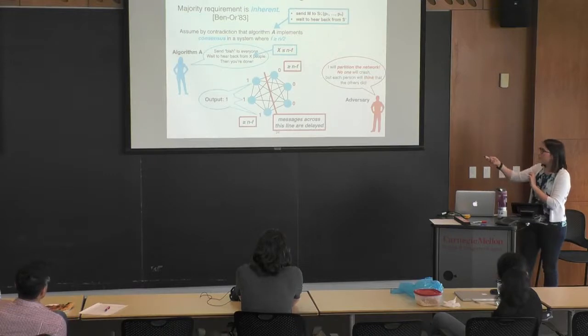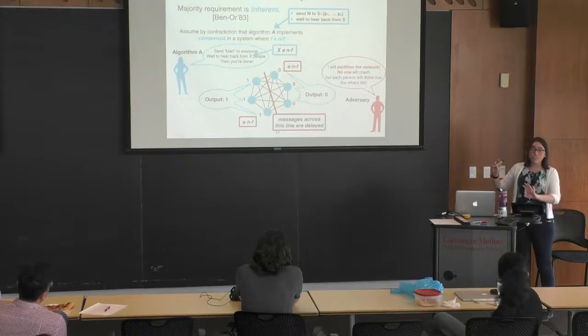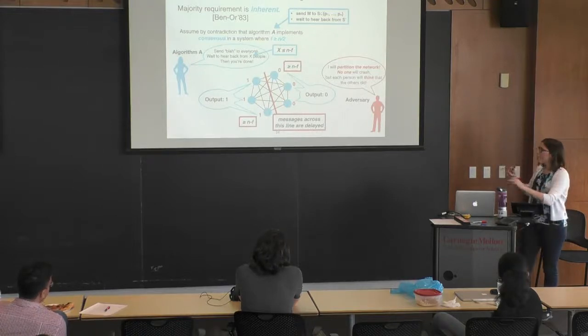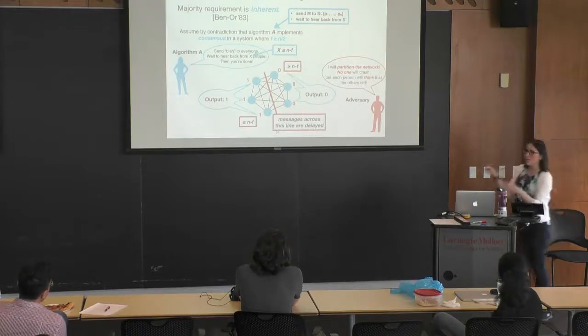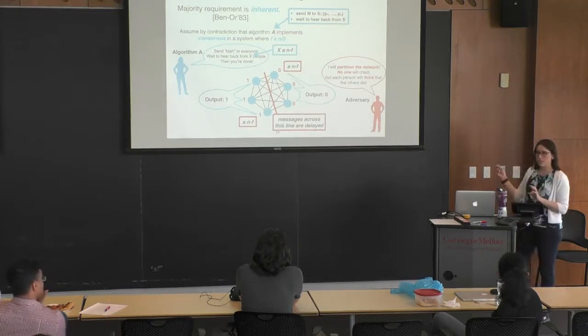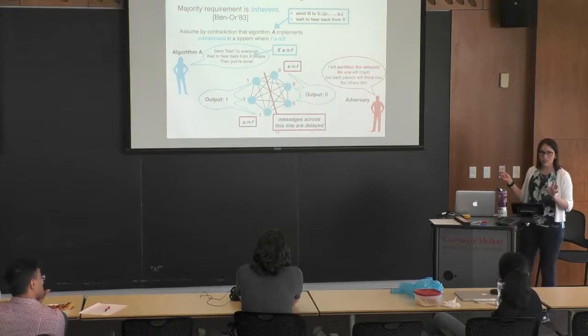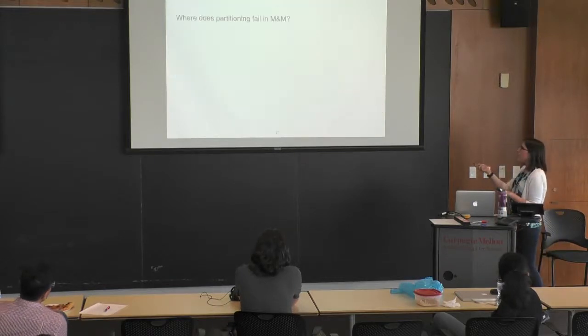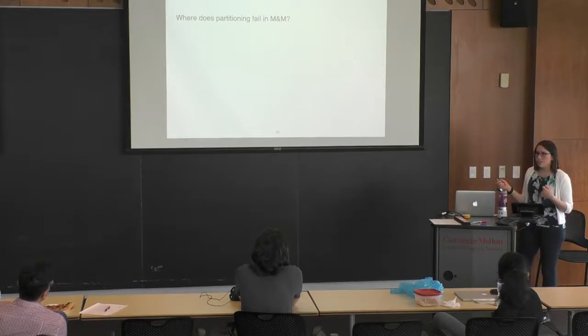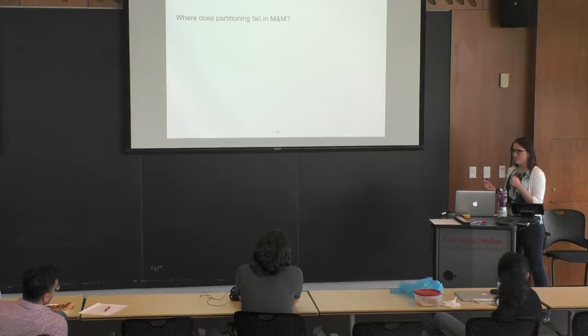Right? And in this case, like I said, the one side will have to output 1, the other side will have to output 0. Once they do output it, then the adversary can let go of that partition and let all the messages through. But then it's too late. Right? So this is the classic lower bound, and it's called the partitioning argument. Okay? All right. So we would like to use the partitioning argument on our network.